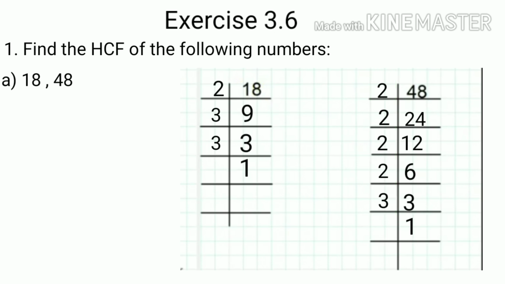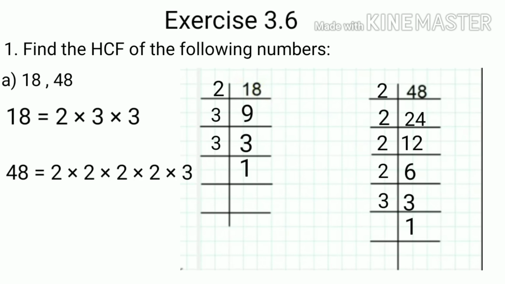Now since the prime factorization of both the numbers is done, we will represent the numbers, that is 18 and 48, in terms of their prime factors. So now we can write 18 as 2 into 3 into 3, and 48 can be written as 2 into 2 into 2 into 2 into 3.